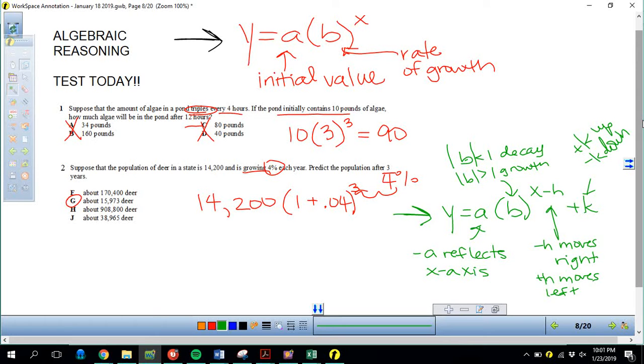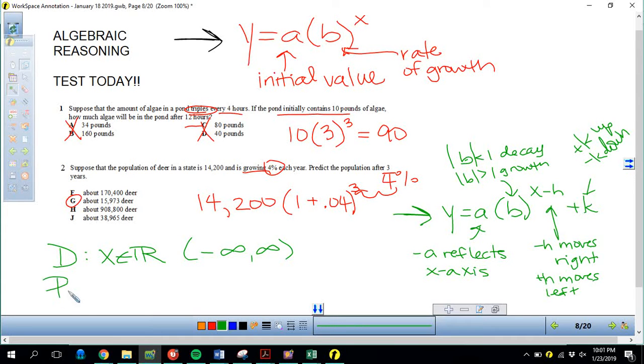Domain, when we're talking about the function itself, is going to be all real numbers, unless it's in a real world context. So like in this one up here, when it's talking about population of deer, we want to predict it after X number of years. Years would be your domain, and we can't go back in time. So you would have to have like X greater than 0. Okay? And for our range, we would want whole numbers because you can't have half a deer. It does not make sense.